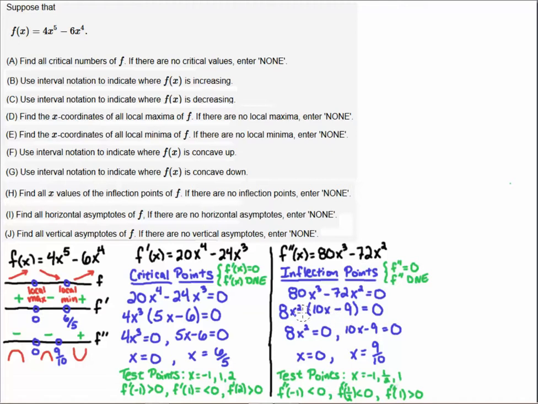1/2 was my other test point. 1/2 into 8x squared is going to be positive. 1/2 into x here in 10x is 5. 5 minus 9 is a negative number. Negative times positive gives us a negative. So I have two negatives in a row. So I'm concave down over this whole interval.